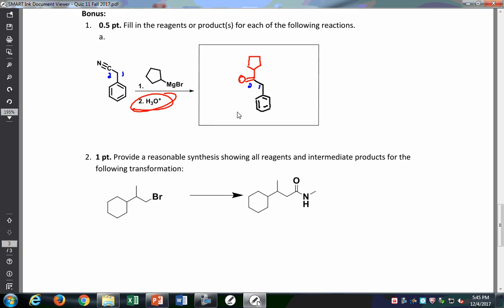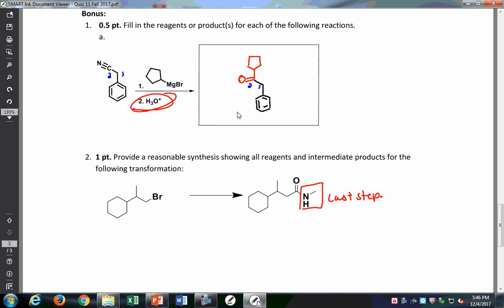And then our synthesis. This one is a couple of steps, but don't try to jump to forming the amide. Remember, you can form the amide through an acid chloride or an anhydride, and you can form an acid chloride and an anhydride through a carboxylic acid. So that's easy enough. So think about that last, and let's ignore it for now.